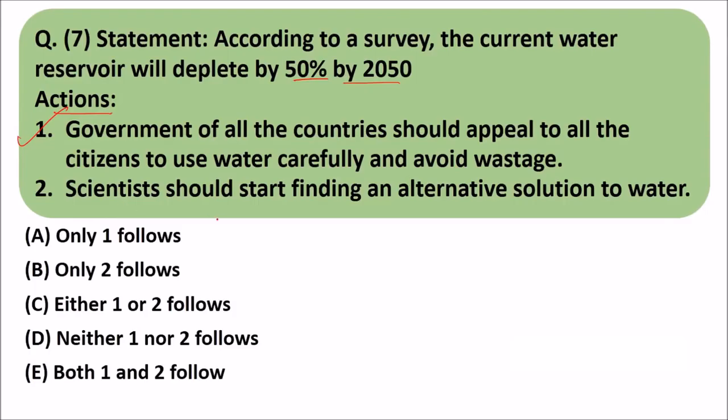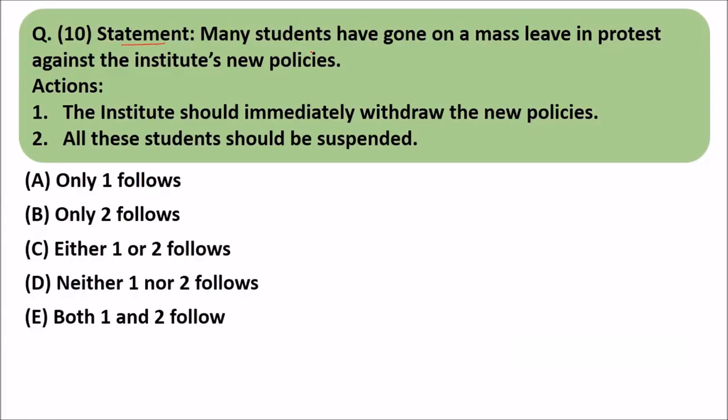Next is scientists should start finding an alternative solution to water. This is absolutely nonsense and absurd. There is absolutely no alternative to water. If there had been any alternative solution to water, we would have tried it, and instead of wasting your resources and funds on such a thing, it is much better not to. It is impractical. We are unnecessarily wasting time and money over here. So this is not at all a viable, logical or practical solution. So only one follows.